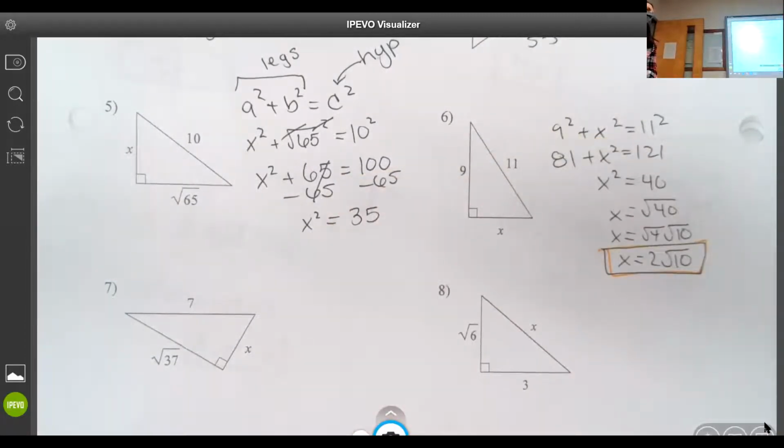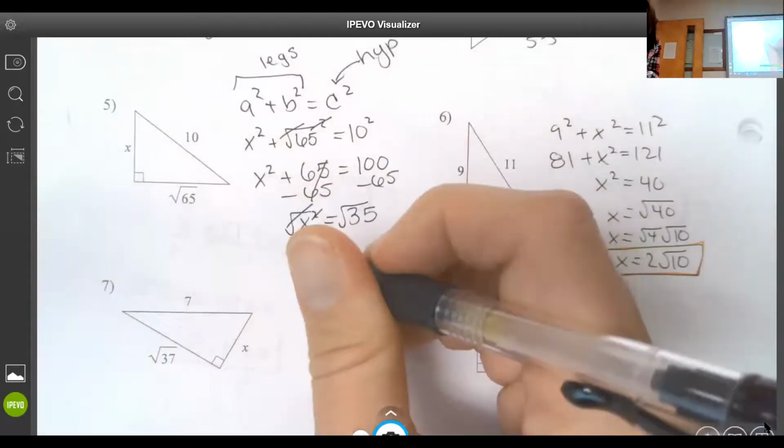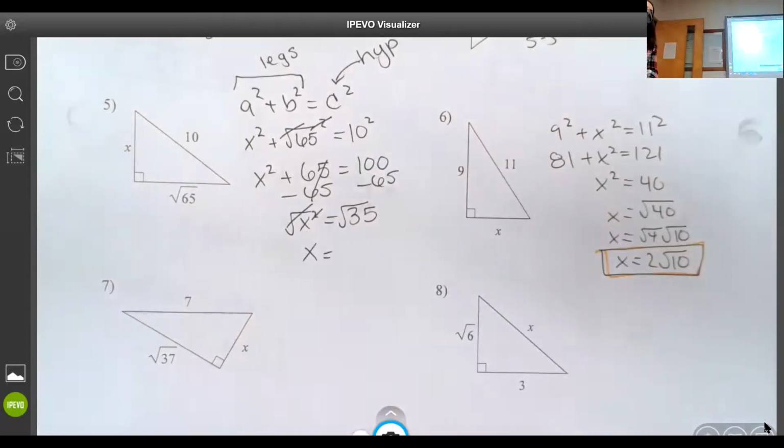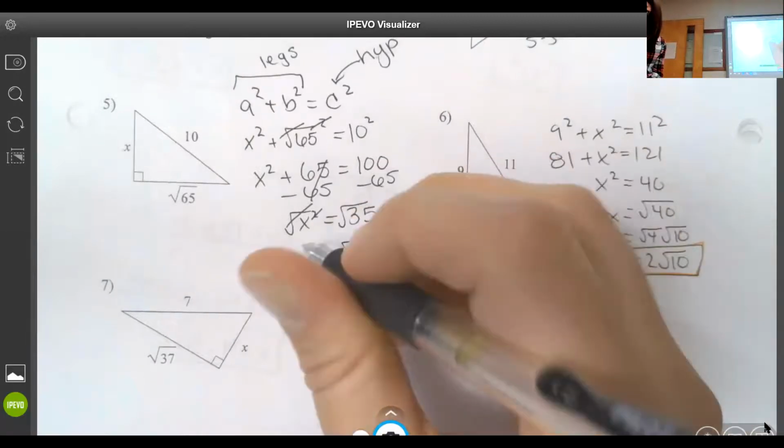And we can't leave x squared, so we take the square root of both sides. And x equals, is there a perfect square number that goes into the square root of 35? So it would have to be less than 35, right? So either 4 goes into it, which it doesn't, 9, which it doesn't, 16, which it doesn't, 25, which it doesn't. So I'm just going to leave the square root of 35 as is.